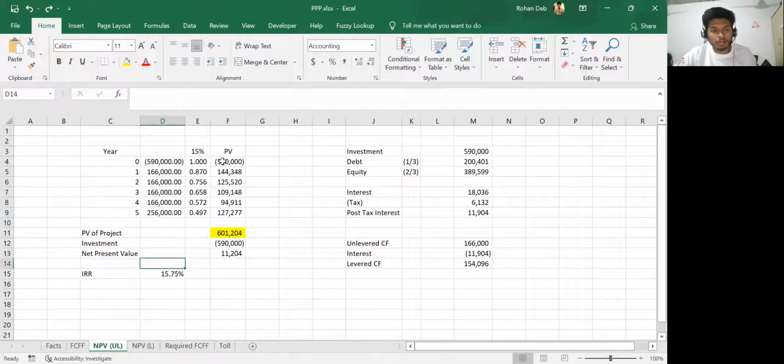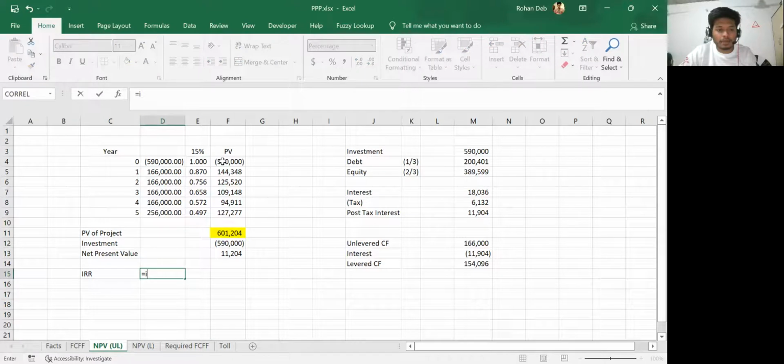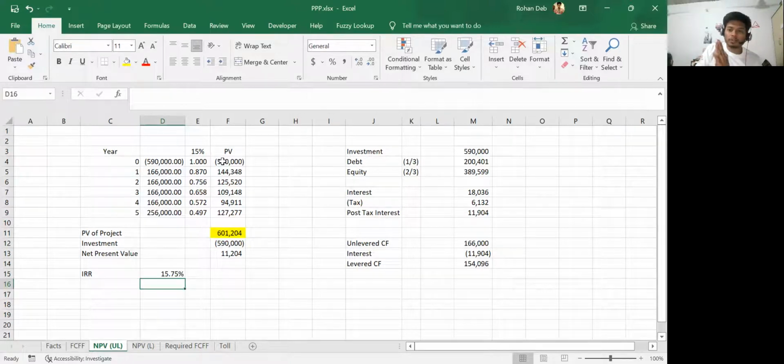so basically you go to the IRR cell, write equal to IRR. Make sure the 0 figure is here, and then whatever months. So 15.75. So initially my required rate of return was 15%, but I'm getting more than that. So that's why my IRR is greater than my RRR. Okay. I hope this part is clear. It's just normal term to CF.